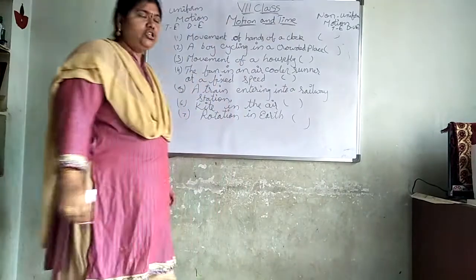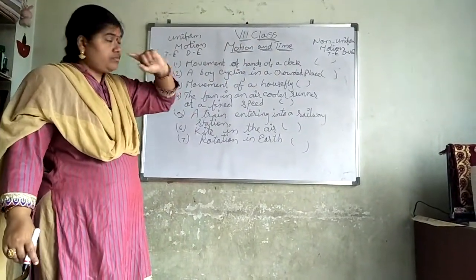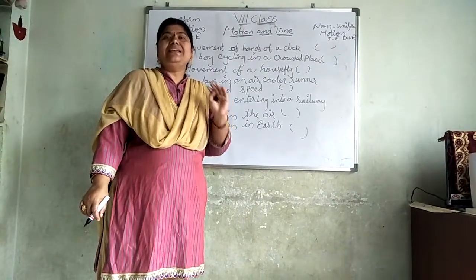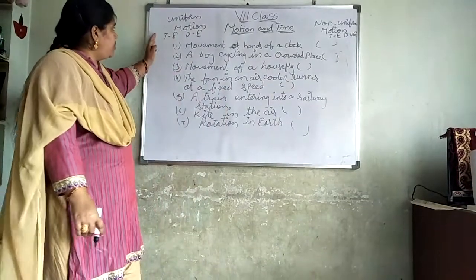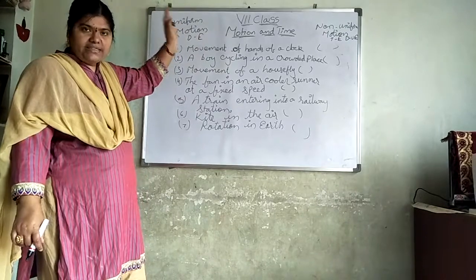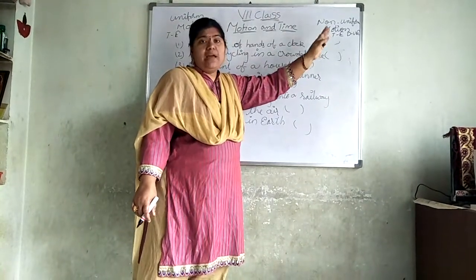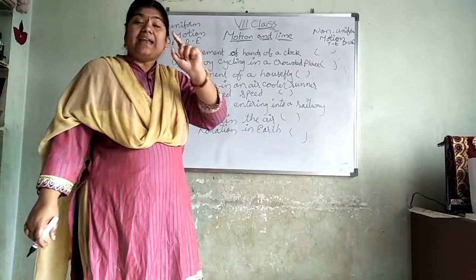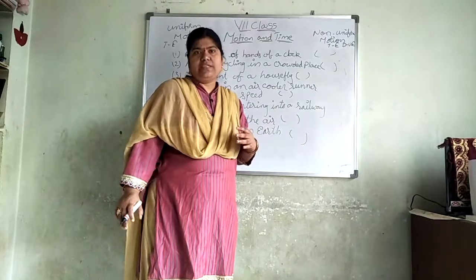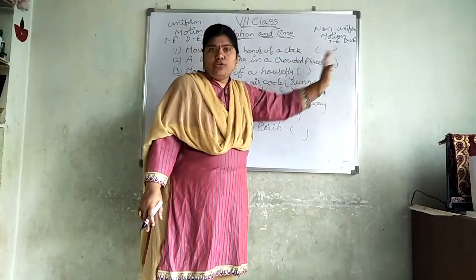So, what is the definition of uniform motion and what is the definition of non-uniform motion? The objects moving equal distance in equal intervals of time is called uniform motion. Non-uniform motion: the objects which are moving unequal distance in equal intervals of time. The distance variation was there. So this is known as uniform motion and this is known as non-uniform motion.